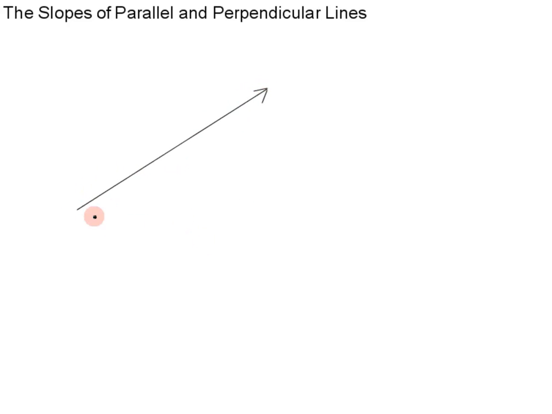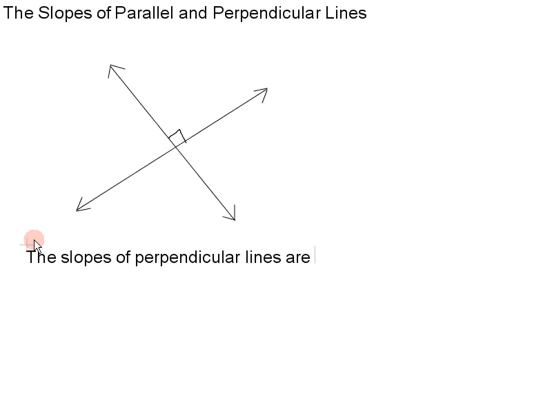What are perpendicular lines? Perpendicular lines do intersect, and in fact they intersect in a special way. They intersect at a 90-degree angle. So they're perpendicular to each other is the way it's said, and the slopes of perpendicular lines are related as well. The slopes of perpendicular lines are opposite, well, let's say it this way, negative reciprocals of each other.